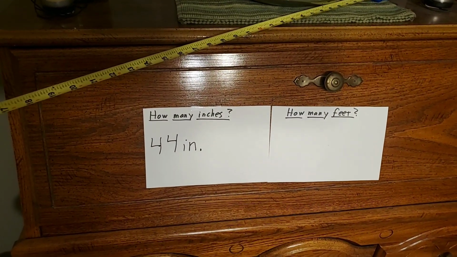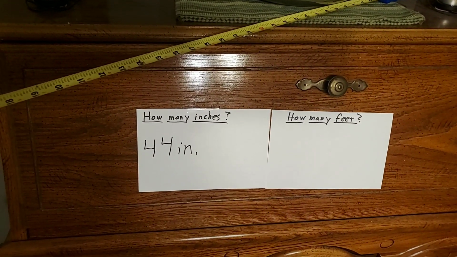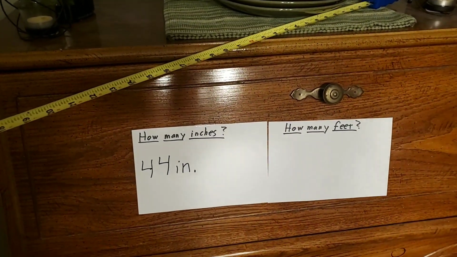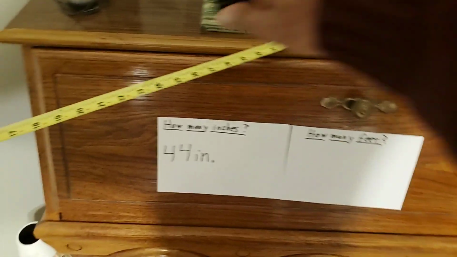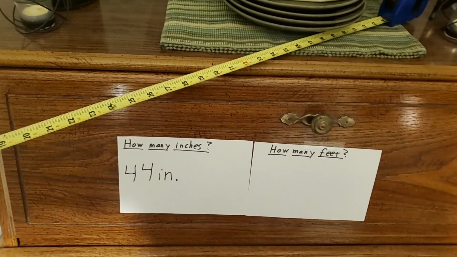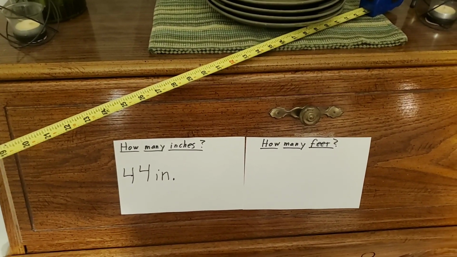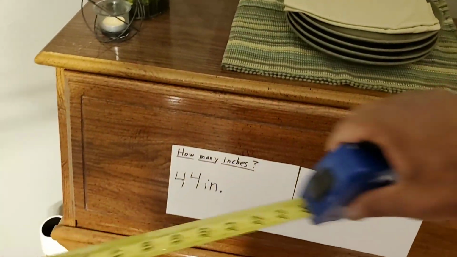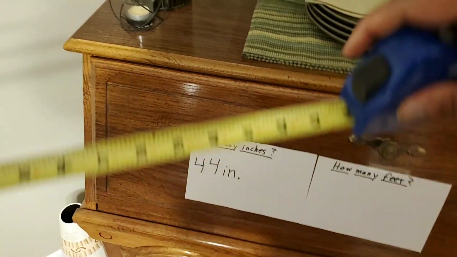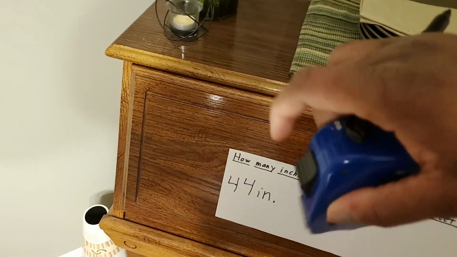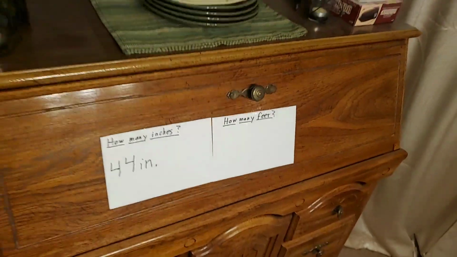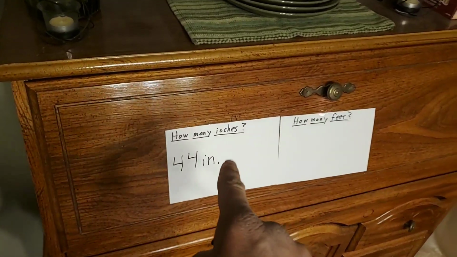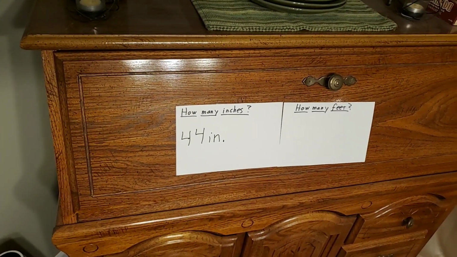Now that I know how long it is in inches, I want to know how long it is in feet. How can I figure out how long this is in feet? We already know how long it is in inches. We want to know how long it is in feet. There are 2 ways I can do it. I can use this tape measure to help us figure out the feet, but let's pretend I don't have a tape measure. How am I going to measure this? Well, we're going to have to take these inches and convert them into feet.